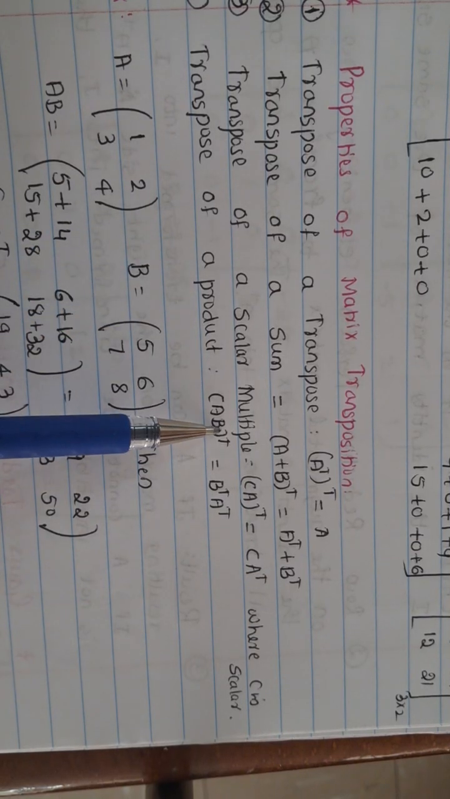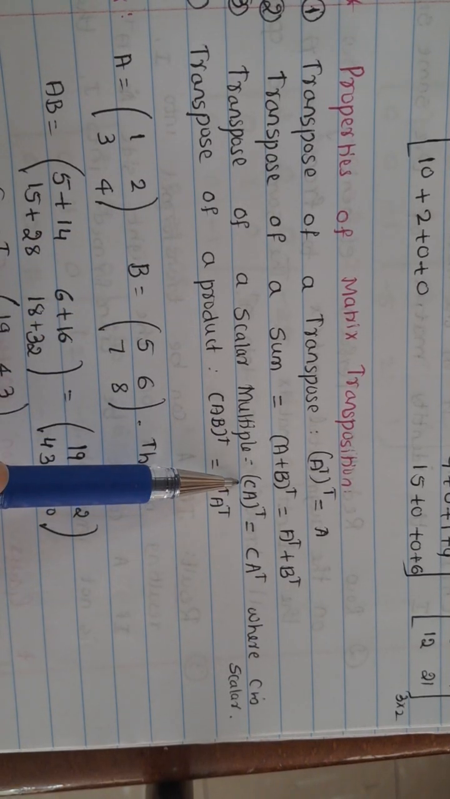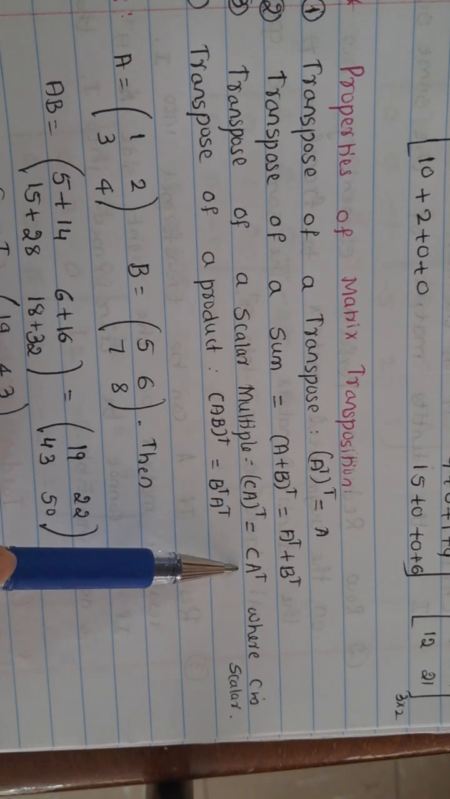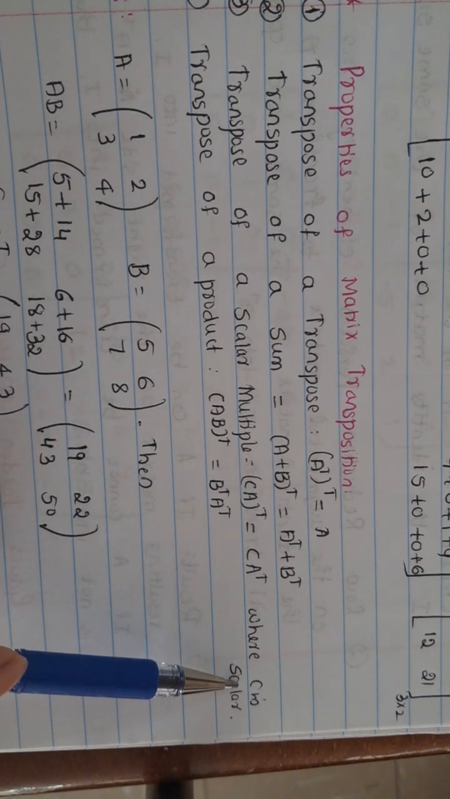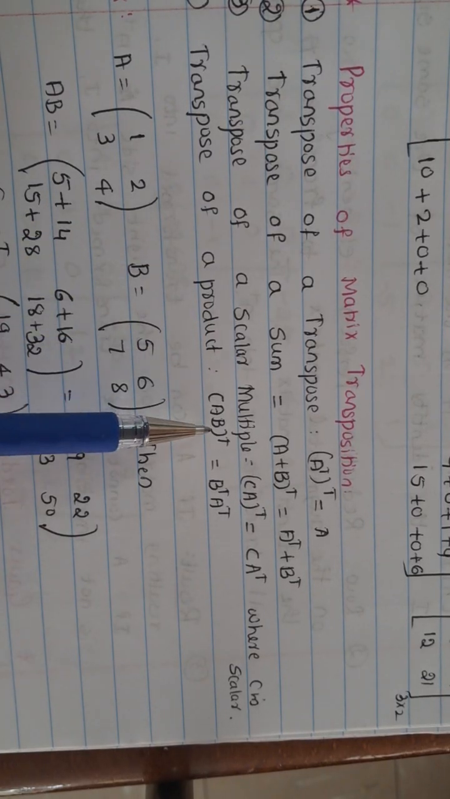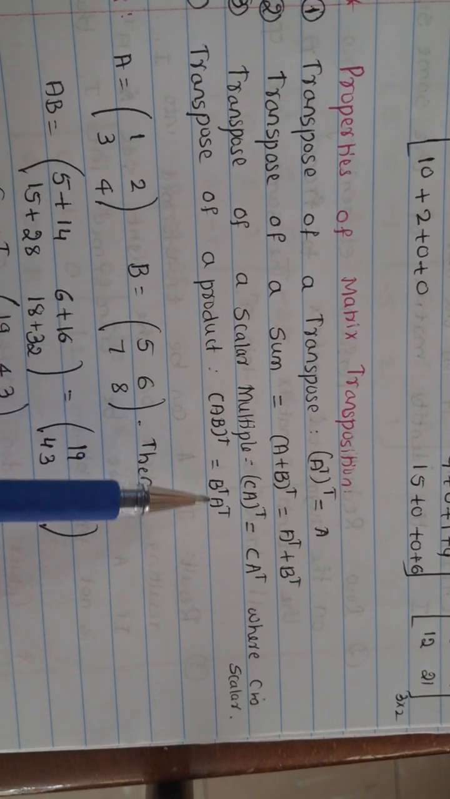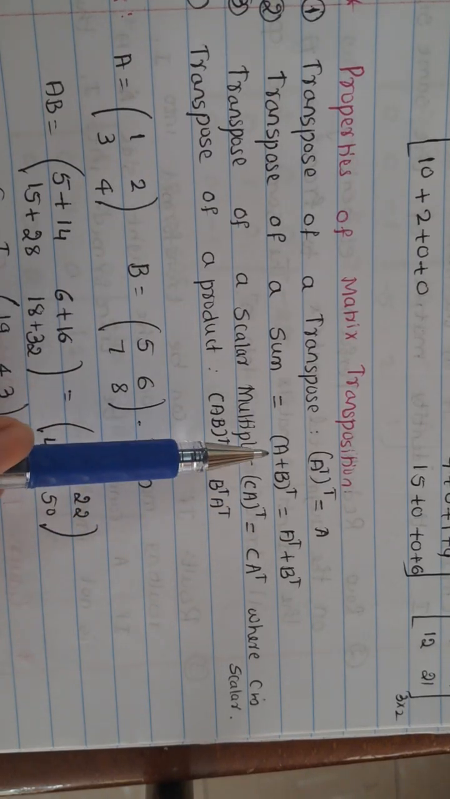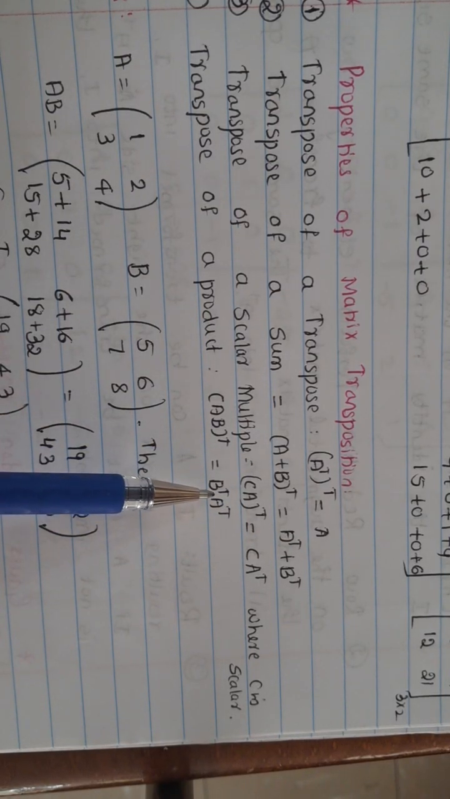Then the transpose of the scalar multiplication. If I have C as a scalar, (C A) transpose is nothing but C into A transpose, where C is any scalar. Then the transpose of the product: if I have (AB) transpose, it is B transpose into A transpose. So these are some of the properties of the transpose of a given matrix.